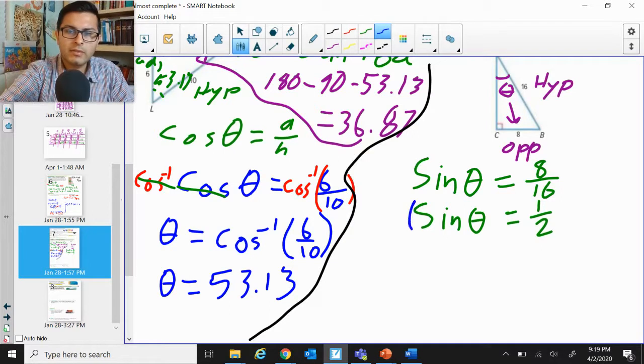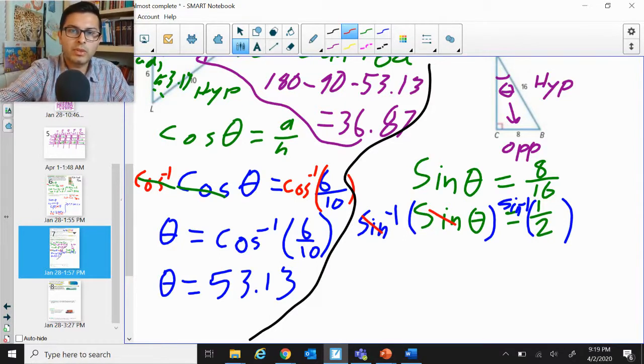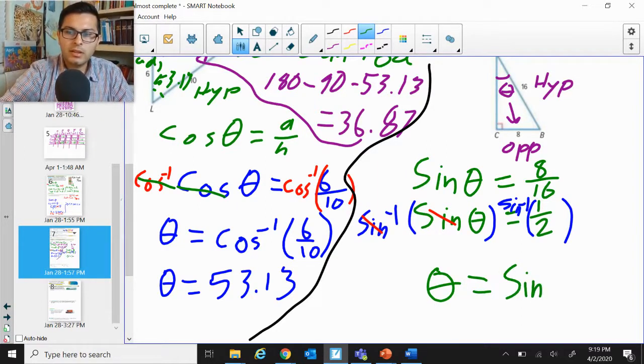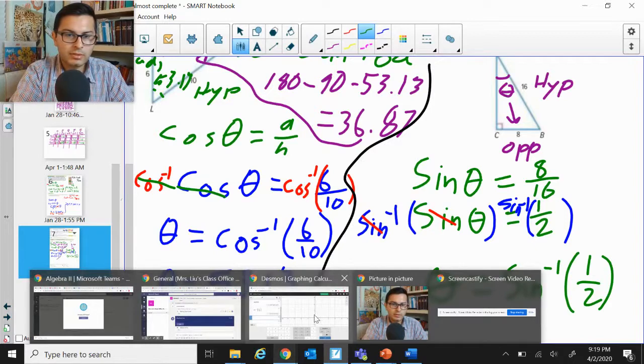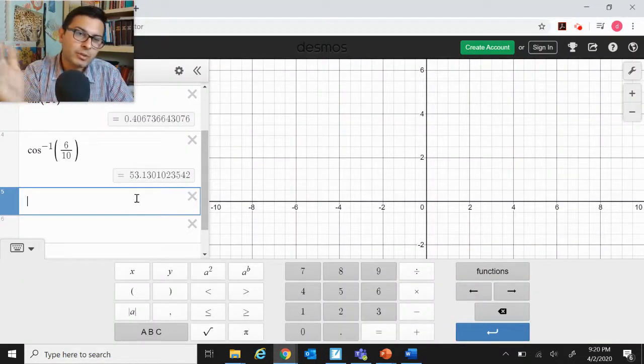Let's do a sine inverse to both sides. We're going to say sine inverse on this side, and we're going to do a sine inverse on this side as well. On the left side, the sine inverse and the sine both cancel out, so now we are left with just theta. And over on the right side, we're left with sine inverse of 1/2. Well, how do we get this sine inverse of 1/2? That is something we can just type into our calculator.